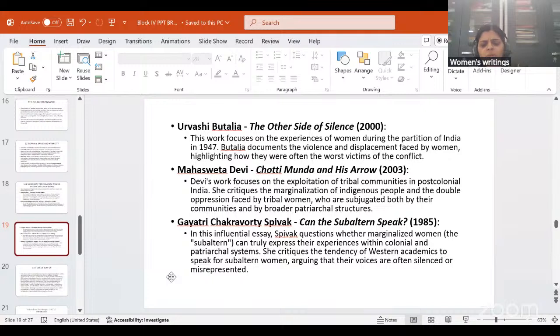Gayatri Chakravorty Spivak, Can the Subaltern Speak is something she writes, which is an influential essay that talks about whether marginalized women, the subaltern, can truly express their experiences within colonial and patriarchal systems. She critiques the tendency of Western academics to speak for subaltern women, arguing that their voices are often silenced or misinterpreted.